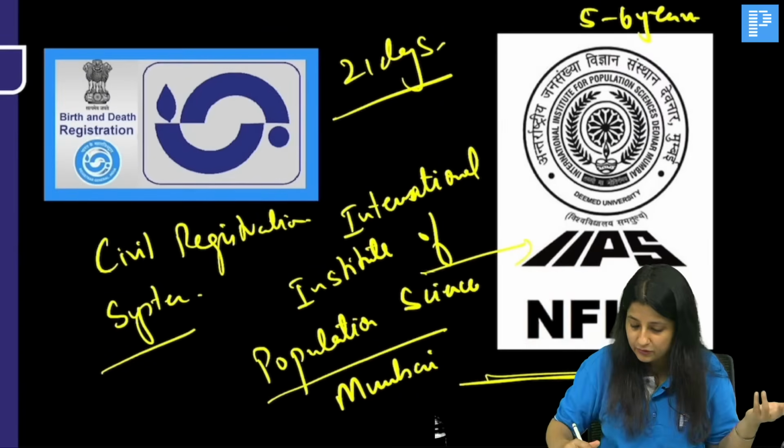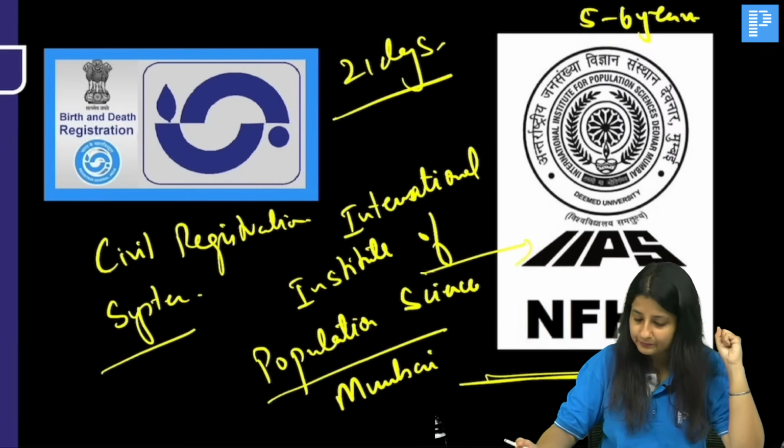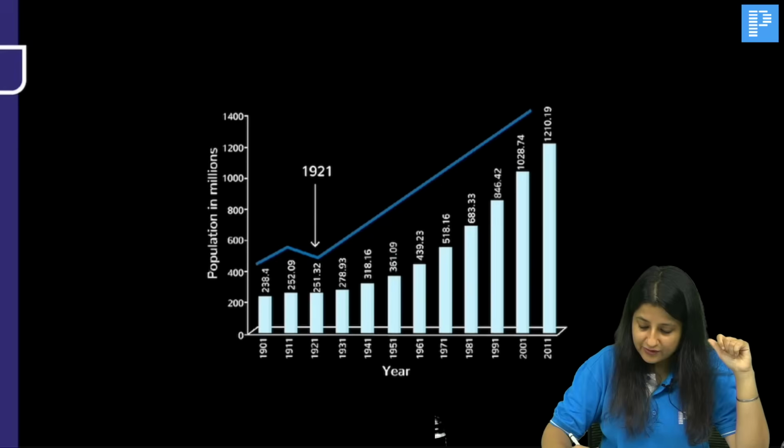SRS is the best one. It is a dual recording system. Okay, last question from this chapter.